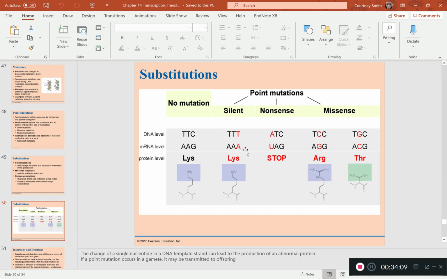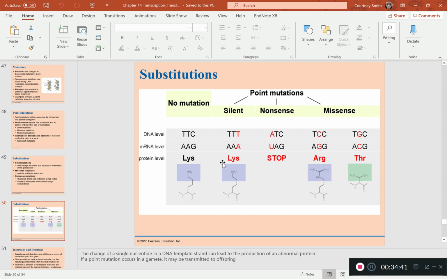So with a silent mutation, there's no change in making the amino acids. As you see, we have our DNA, we have our mRNA, and at the same time, it still makes the same amino acid.